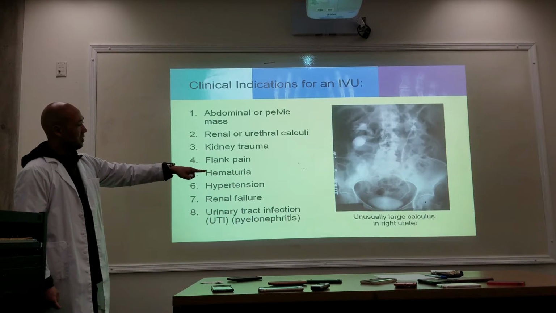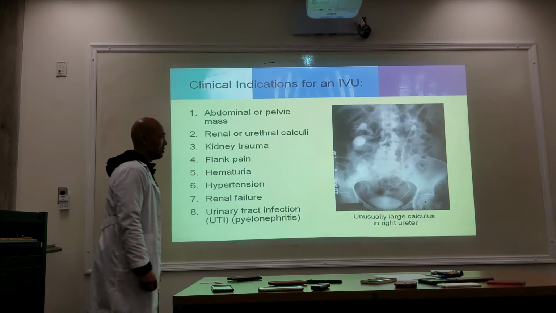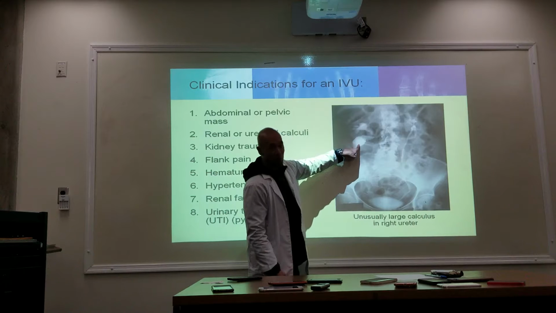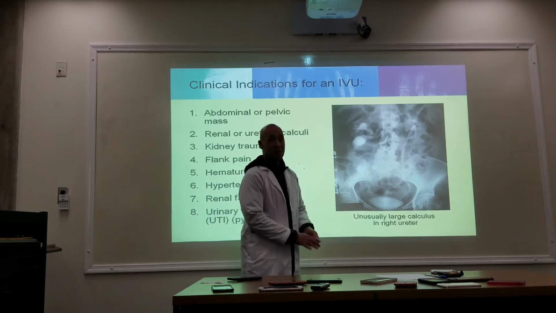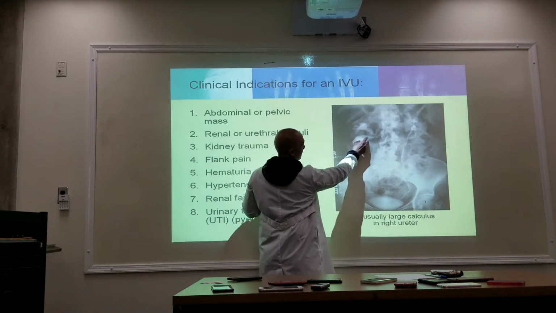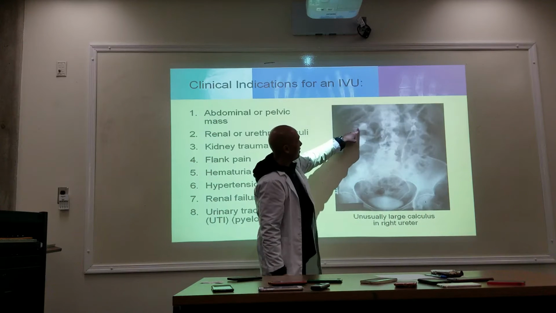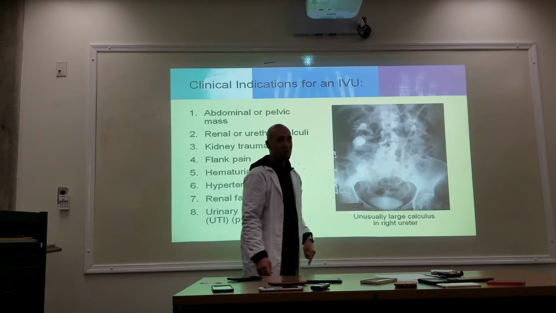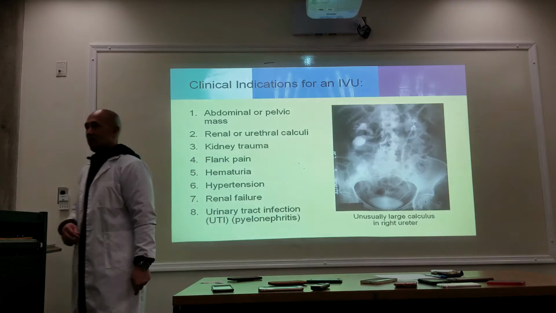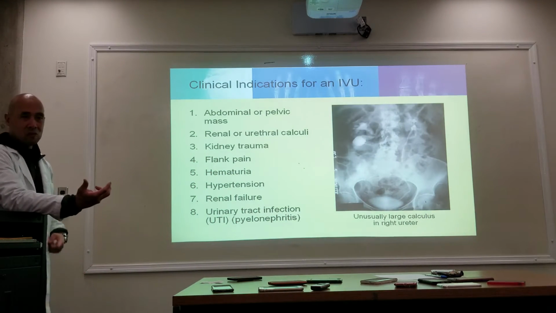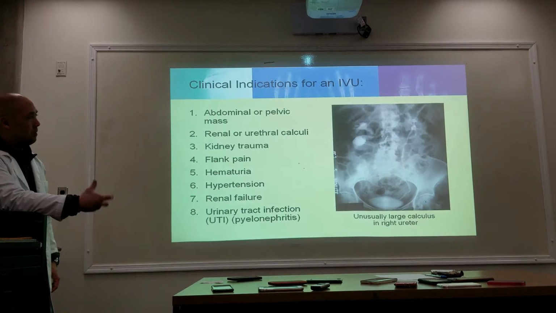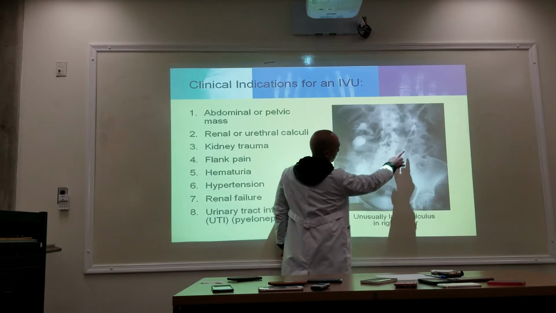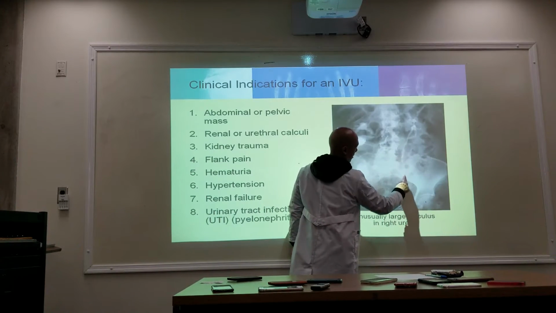Now, if you look over here, it says unusually large calculus in the right ureter. Wow, that's a stone. That's huge, right? And not only that, but the urine has nowhere to go, so it backs up, and now you have distension of the collecting system and the renal pelvis. This is actually called hydronephrosis. Hydronephrosis. It's an enlargement of the collecting system due to maybe a stenosis or a blockage of some sort. Because here is what it's not supposed to look like, and this is what it's supposed to look like. This is normal.